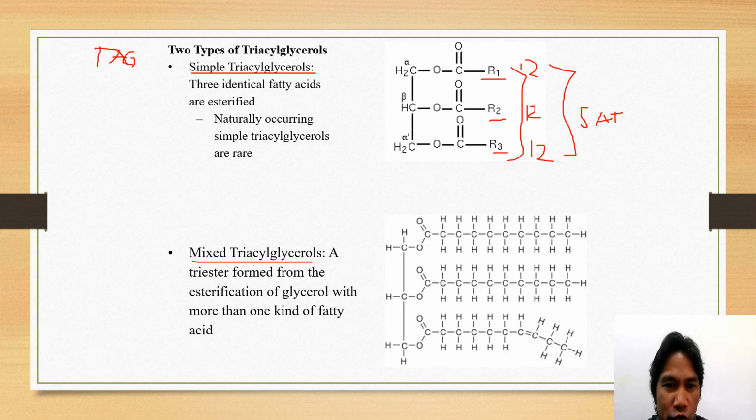Then we also have mixed TAG, or mixed triacylglycerol. A triester formed from esterification of glycerol with more than one kind of fatty acid. So just like what you can see here, this fatty acid is saturated, while this fatty acid here is unsaturated. So in nature, there are more mixed TAGs than simple TAGs.